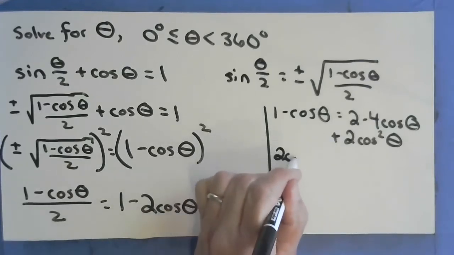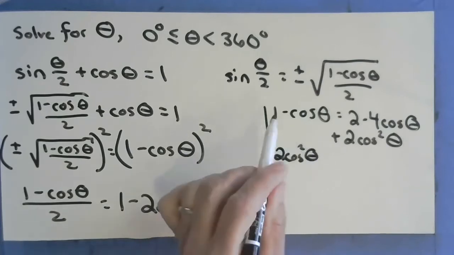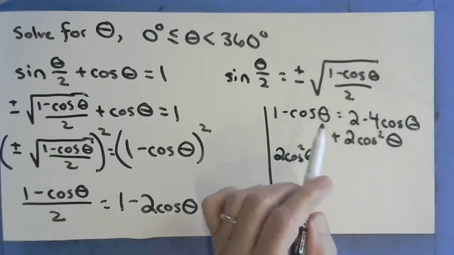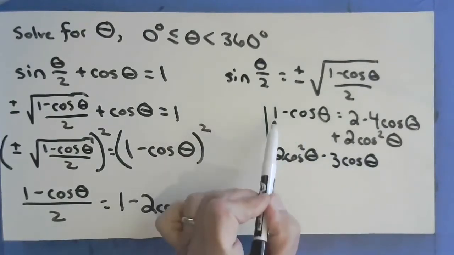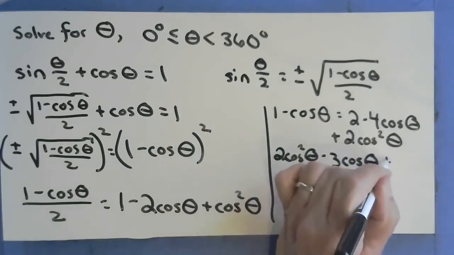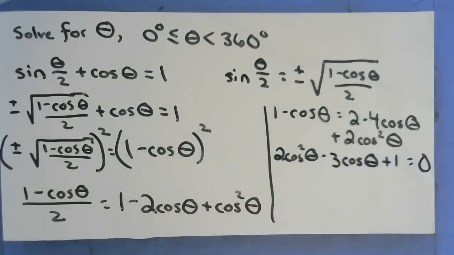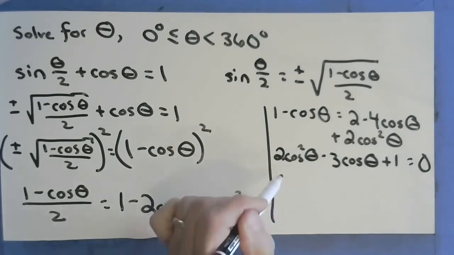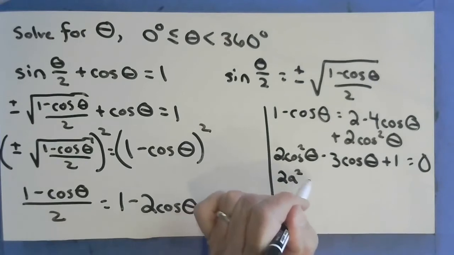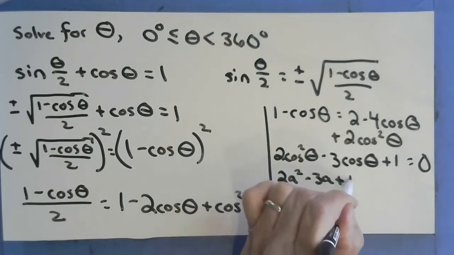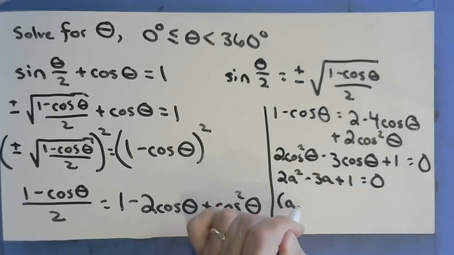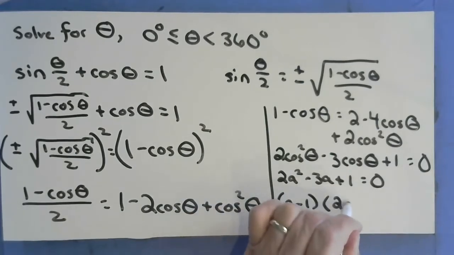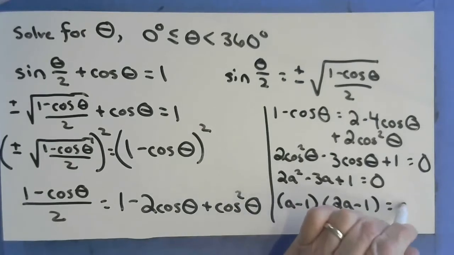So I'm going to do that in one step. This gives me 2 cosine squared theta. I'm going to add cosine to both sides, so that gives me minus 3 cos theta. And I'm going to subtract 1 from both sides, so that gives me plus 1, and the whole thing is equal to 0. I see the structure is 2a squared minus 3a plus 1 equals 0. And when I factor that, I get a minus 1 times 2a minus 1 equals 0.